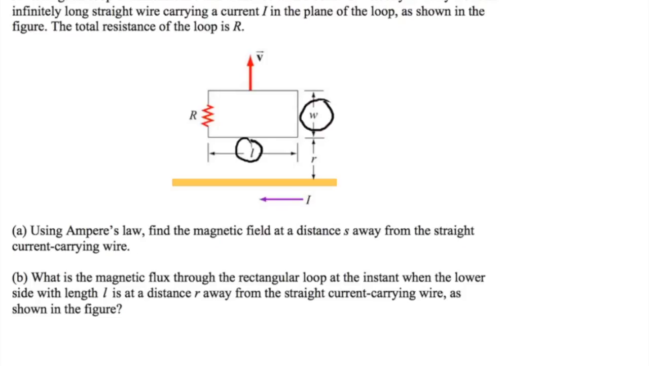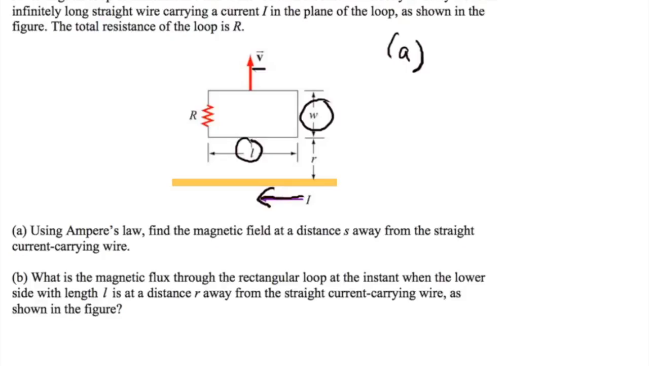And question A is a good old Ampere's law problem. Let's find the magnetic field at a distance s away from the straight current carrying wire. Let's pause for a second and try to do this problem. For those of you who don't remember, flip through your notes quickly and find the equation.